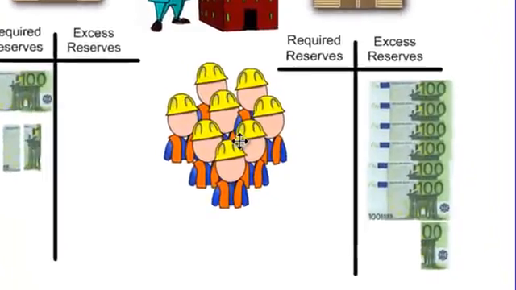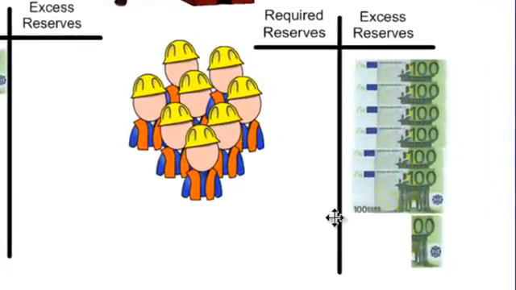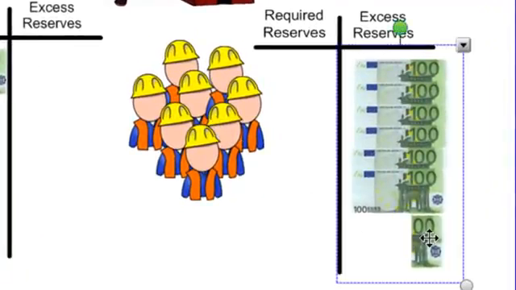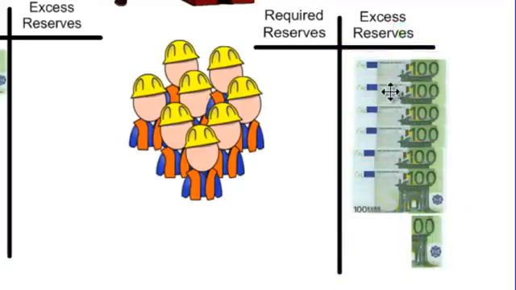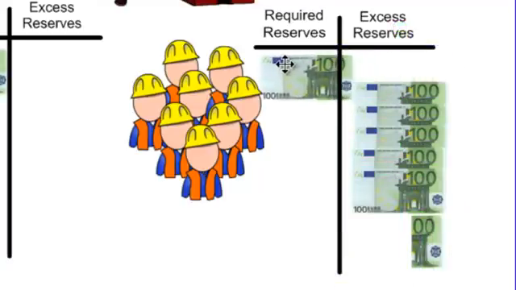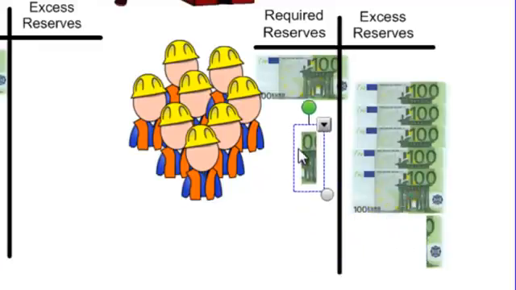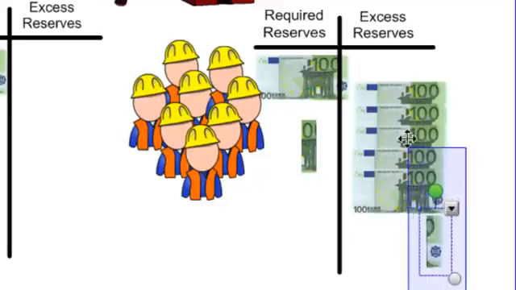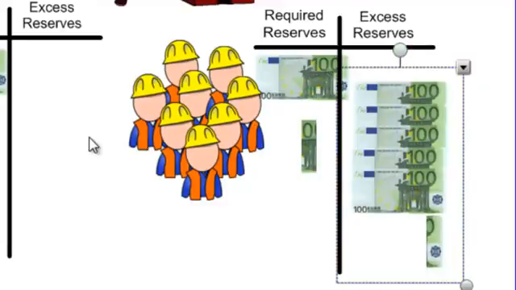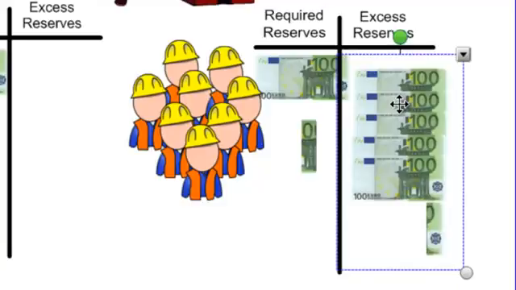With the required reserve of 0.2, 128 euros must be added to Bank C's required reserves. So we'll take another 100 out and another piece of this here. Now we have 128 euros in required reserves, leaving Bank C with 512 euros in its excess reserves.